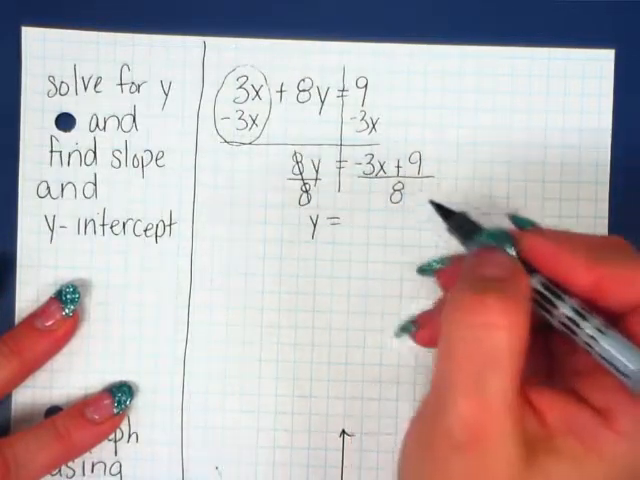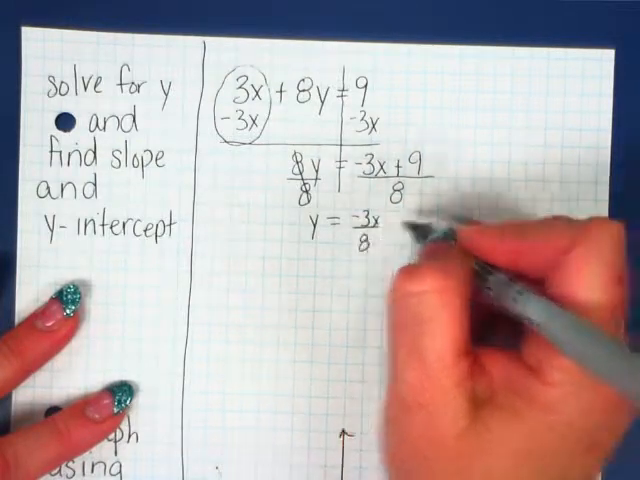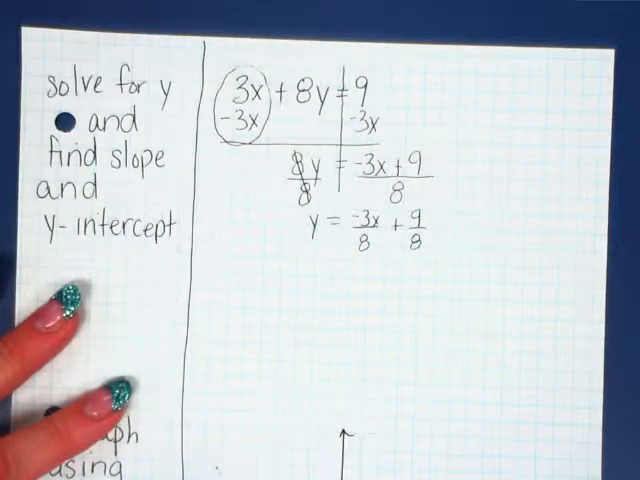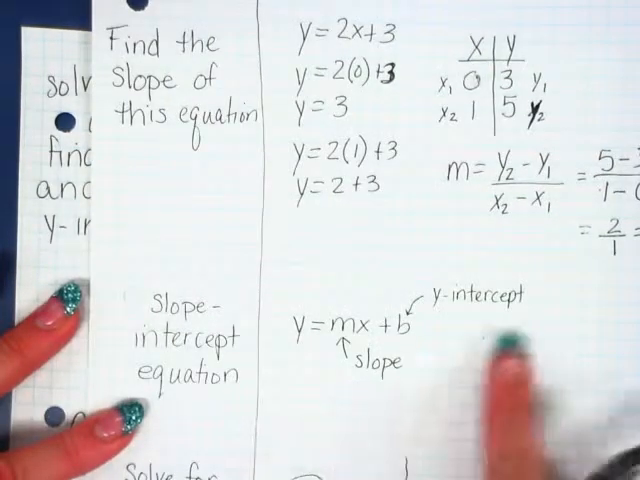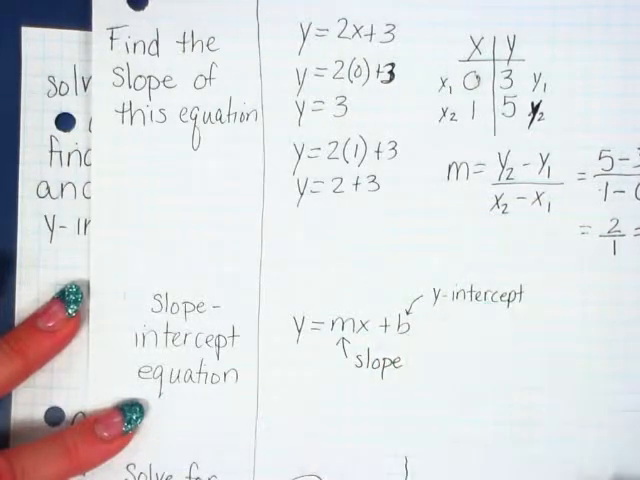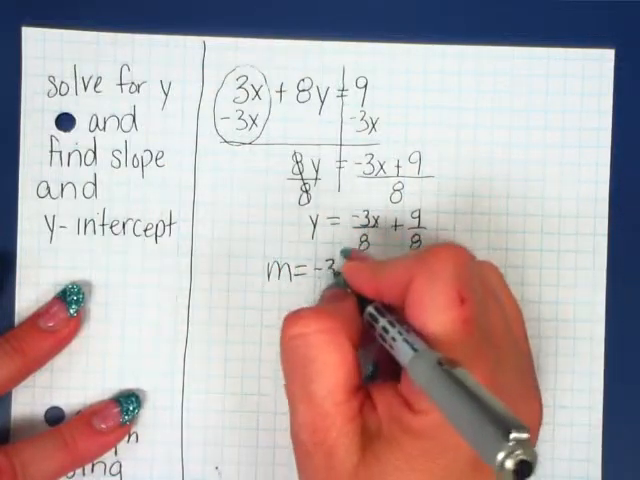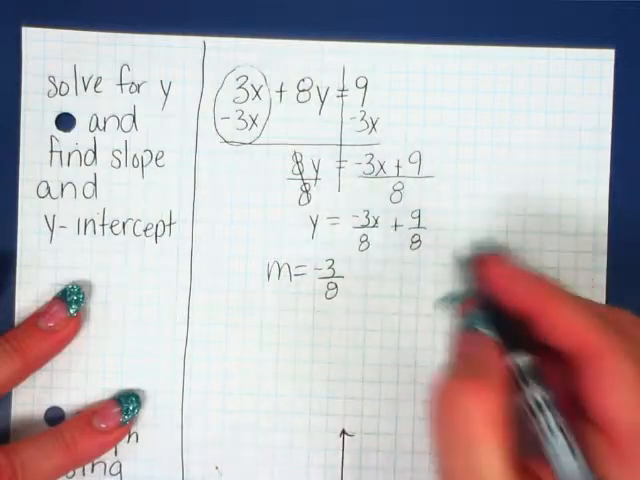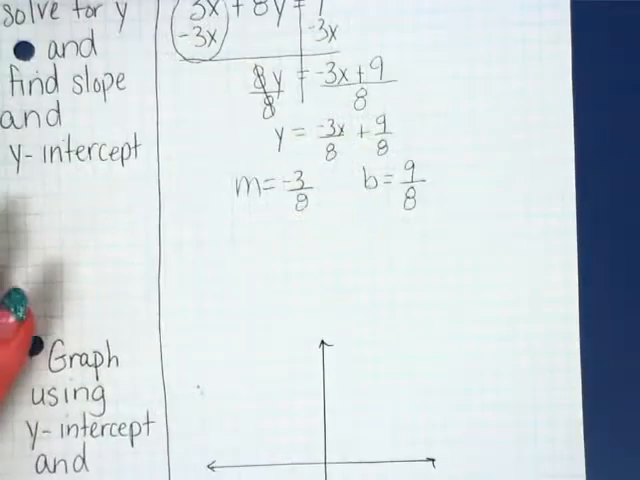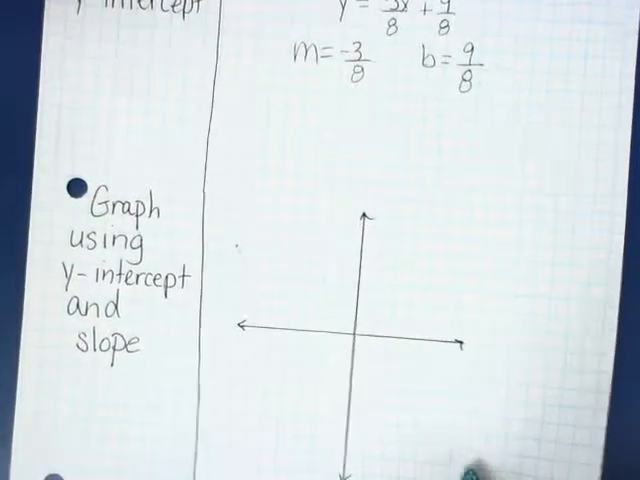Y equals negative 3x over 8 plus 9 over 8. And again, it's fractions, but we don't care. We just want to know what our slope is and our y-intercept. M is our slope, the number in front of the x. The b is our intercept. So our slope in this case is negative 3 over 8, right there in front of the x. And our y-intercept is 9 over 8. So now let's graph using the y-intercept and the slope.